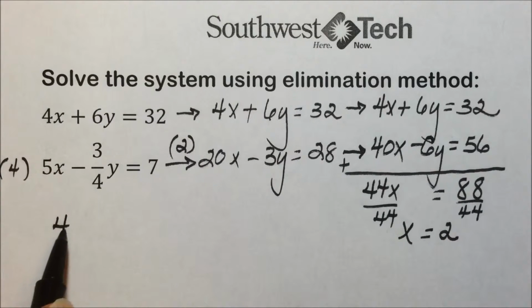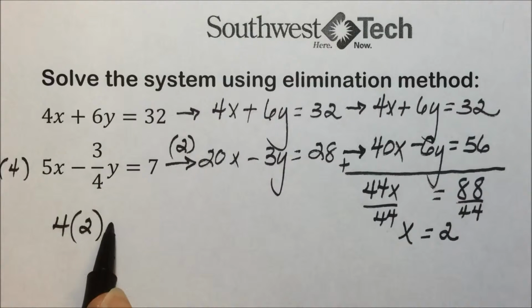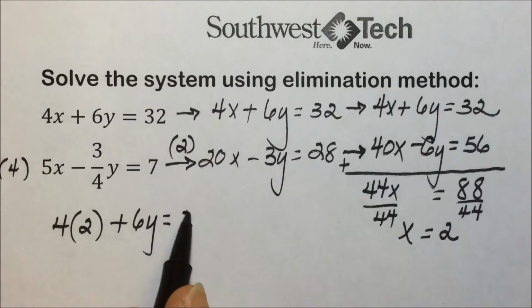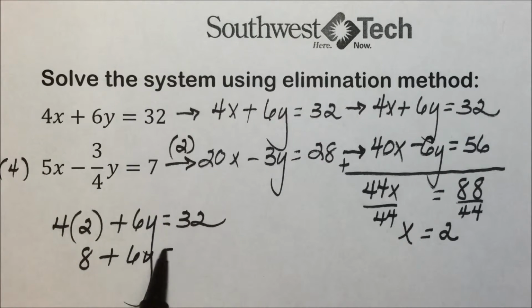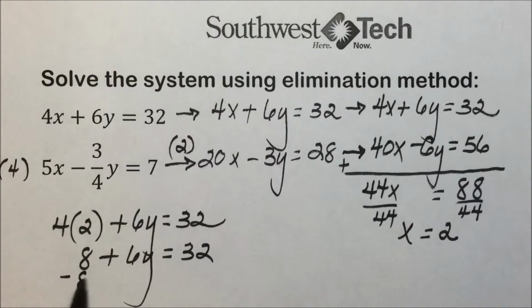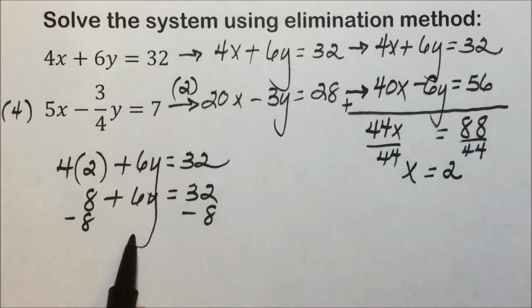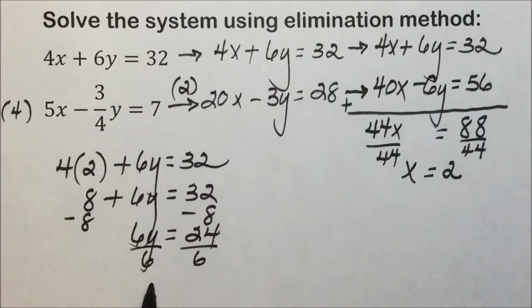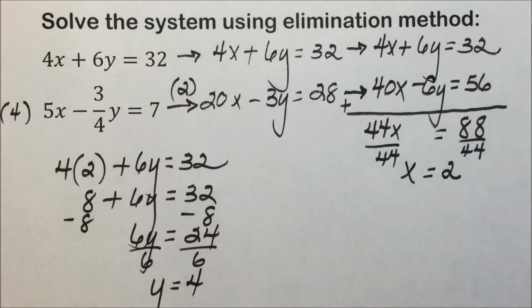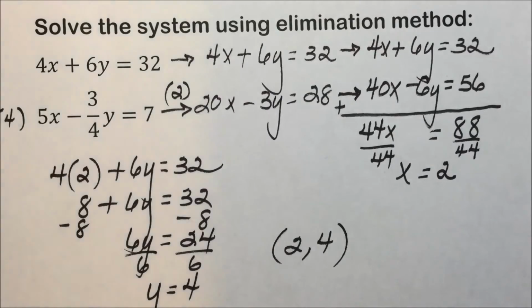If we plug it into the first one, 4 times x, which we know has a value of 2, plus 6y is equal to 32. 4 times 2 is 8. Subtracting an 8 from each side leaves us with a 6y is equal to 24. And dividing by 6, we end up with y is equal to 4. So the common point or point of intersection between these two lines is the point (2, 4). And again, it's always a good idea to plug that value in to verify that it does work.